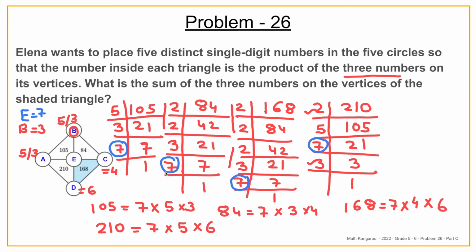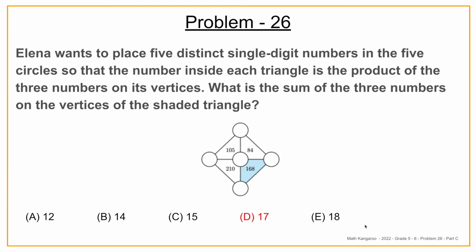Now the question demands the sum of the 3 numbers on the vertices of the shaded triangle. So we have E, that is 7. We have C, which is 4. And we have D, which is 6. So it equals 17. So our answer should be option D, 17.